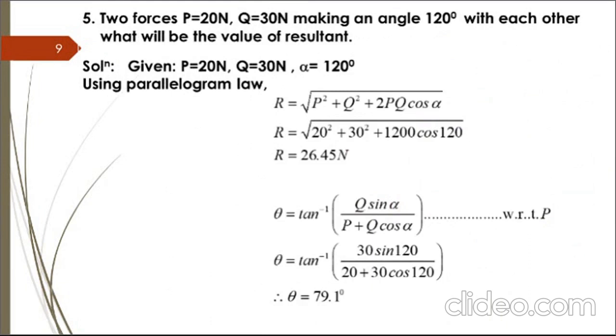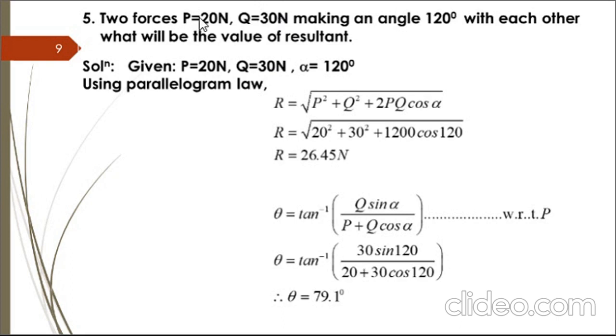Now solve one more problem. It is given two forces, P as 20 Newton and Q as 30 Newton, making an angle of 120 degree with each other. What will be the value of the resultant? So P is 20, Q is 30, and the angle between P and Q is given 120 degree. So it is a two force system. Again we can solve this by using the triangle law or parallelogram law method.